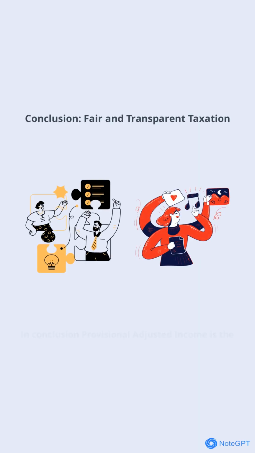In conclusion, provisional adjusted income is the cornerstone of partnership taxation in Malaysia. It ensures that income is fairly and transparently allocated among partners, with each partner paying tax only on their share. By following the correct steps and understanding the rules, partnerships can manage their tax obligations smoothly and confidently.